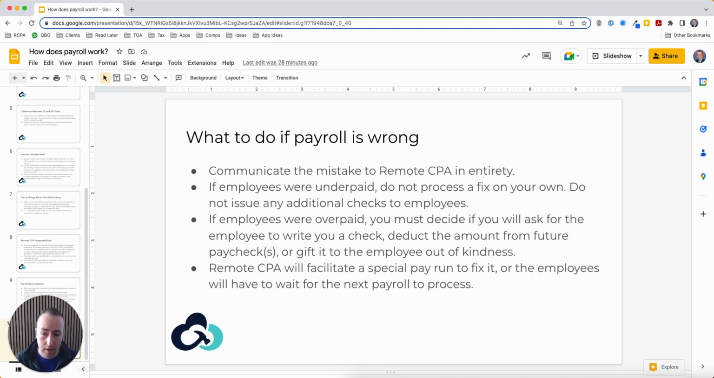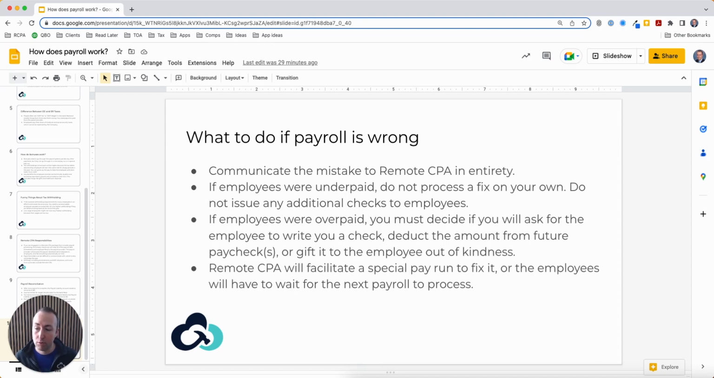If employees were underpaid, do not process a fix on your own. Do not issue any additional checks outside of payroll to employees ever. If it is urgent that the employee gets their funds, like if it's payday and they were mistakenly skipped, please send us an email right away and we will make every effort to fix it on that day, just knowing that you might incur an additional fee for payroll processing if your payroll provider charges per payroll. I cannot reiterate, please do not issue checks to employees outside of payroll.